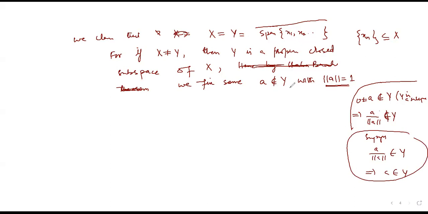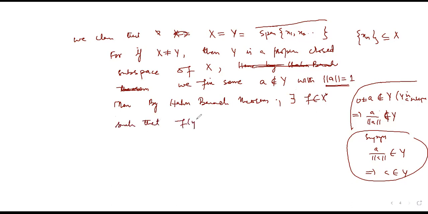So I can find an a outside this closed subspace such that its norm is equal to 1. Now, by the Hahn-Banach theorem, which I wrote earlier, we can find an f in the dual such that it would kill Y, that is f of y is equal to 0 for all y belonging to Y, and f of a is not equal to 0.